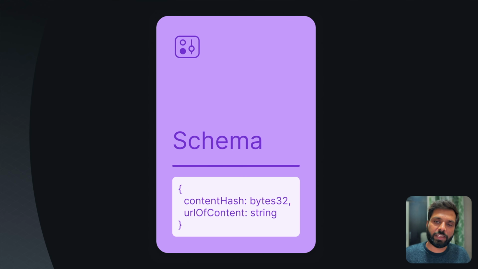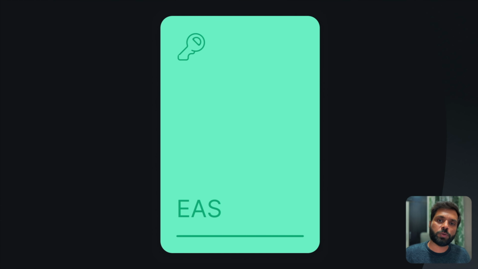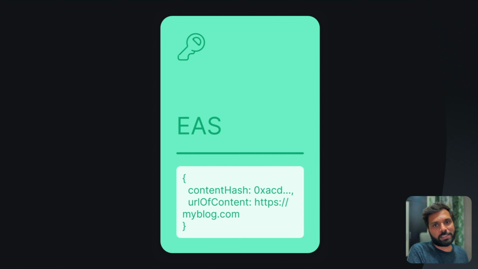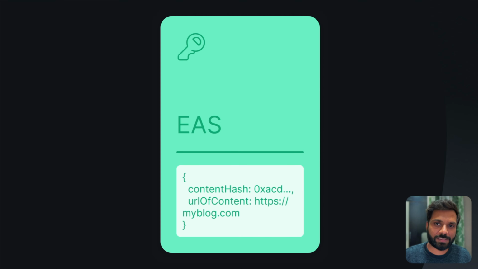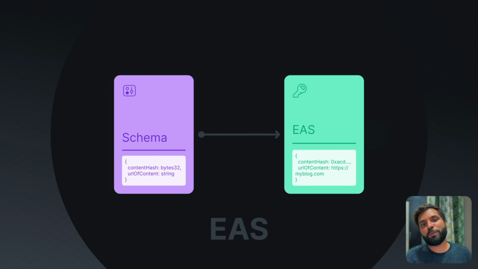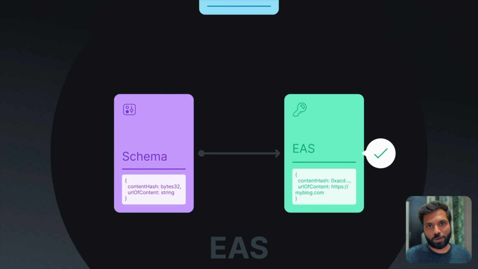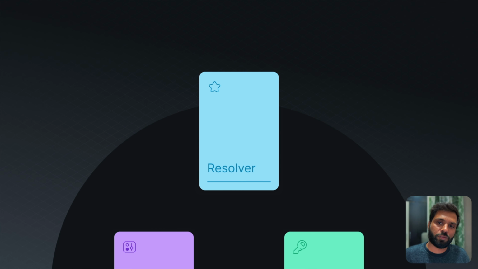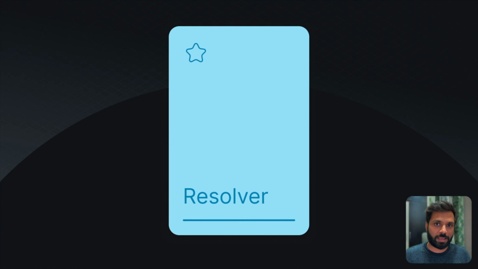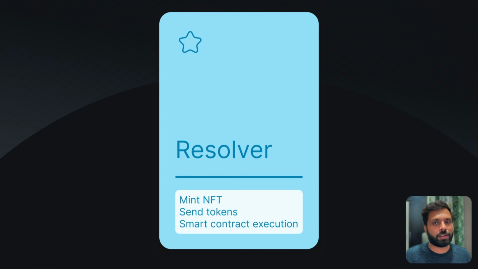The other contract, EAS.sol, is used to register any attestations which can be made on a pre-registered schema. It's as simple as that. You register a schema and then you make attestations onto that schema. Another additional contract is the resolver contract, which can be used to perform further complex tasks whenever an attestation is made. For example, mint an NFT whenever an attestation is made, or send tokens, or even execute a smart contract function whenever a particular attestation is made.